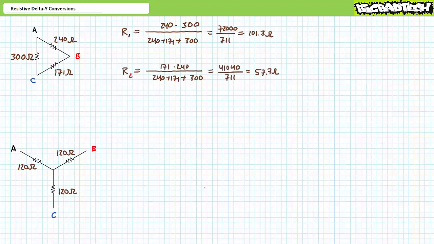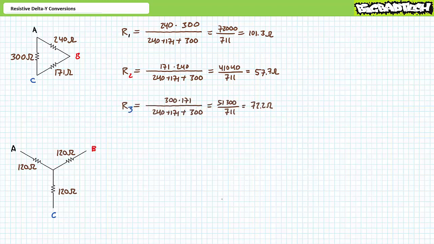To solve for Y resistance R2, we would multiply the two delta resistance elements connected to node B, in this case RBC times RAB. Then we would divide this by the sum of all delta resistances, RAB plus RBC plus RCA. Our formula suggests that R2 is 57.7 ohms directly attached to node B.